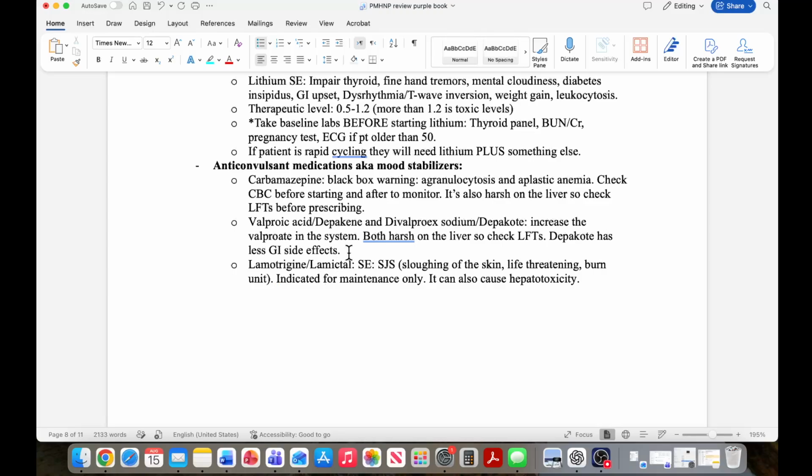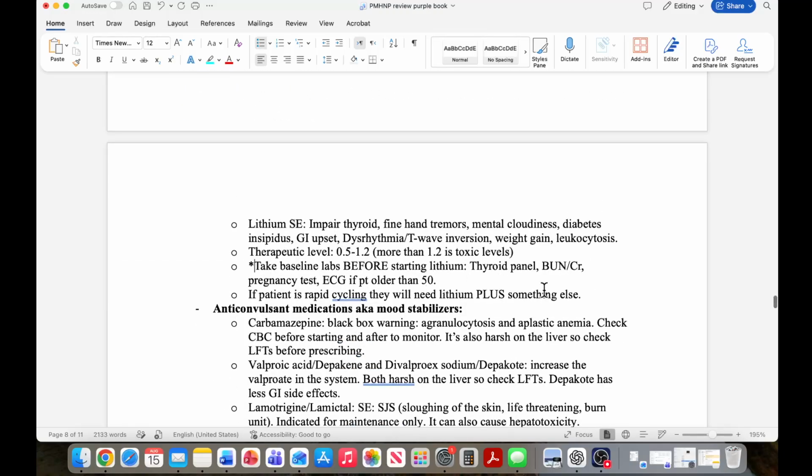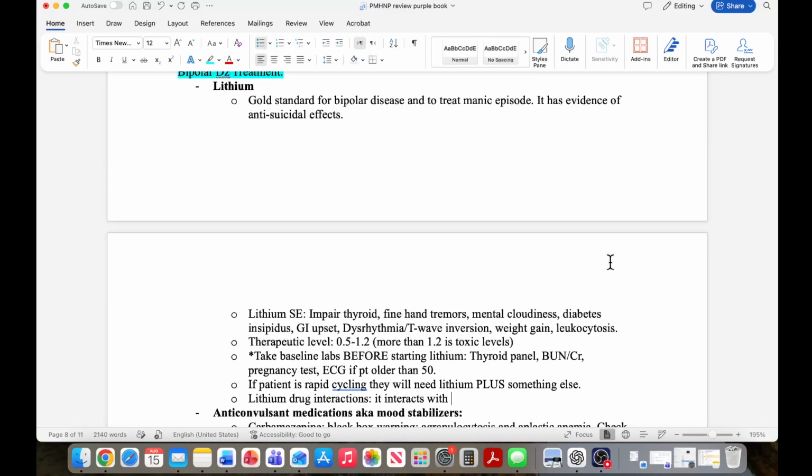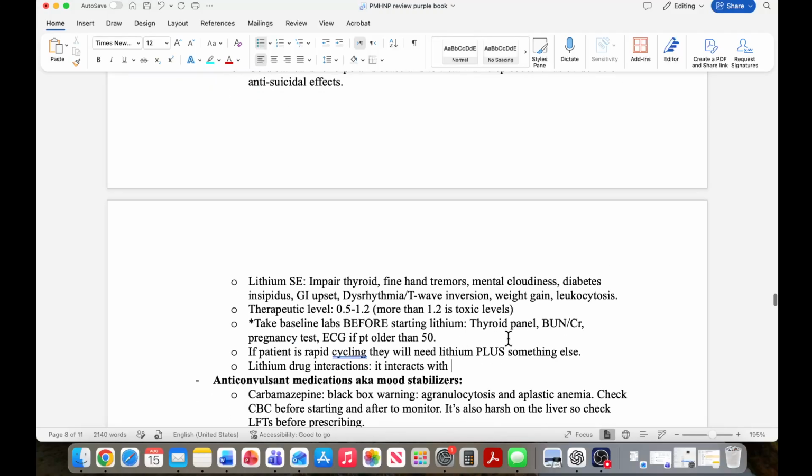Now watch here. We have something else to add under lithium, which is lithium drug interactions. It's going to interact with a lot of stuff. Wait, how does it impair the thyroid? Will it increase my thyroid or decrease my thyroid? Oh my gosh. Okay.